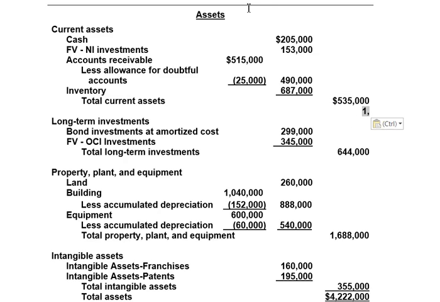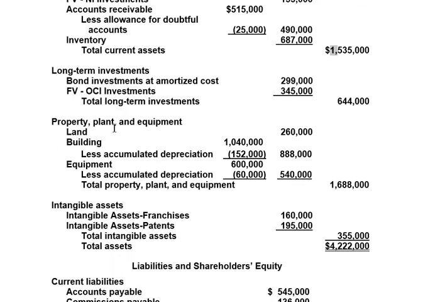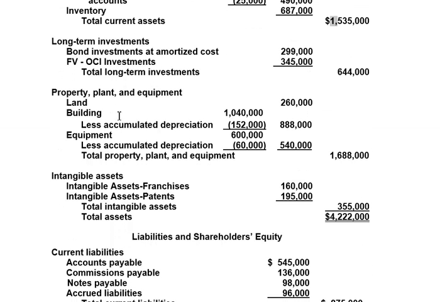Now, what we're going to look at next are our non-current assets, but we're going to specifically look first of all at the long-term investments. And we said earlier that the fair value through OCI investments are typically non-current. But now before that, you see that we have bond investments at amortized cost.